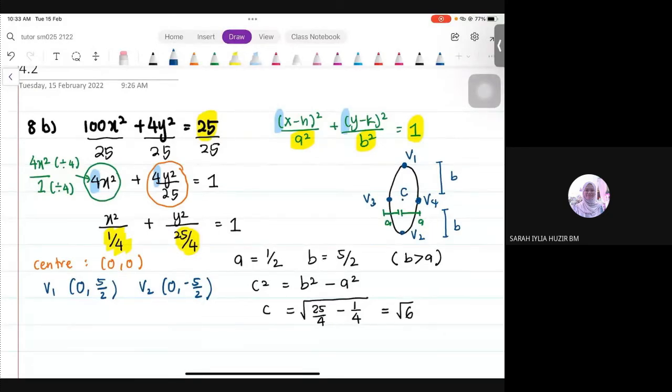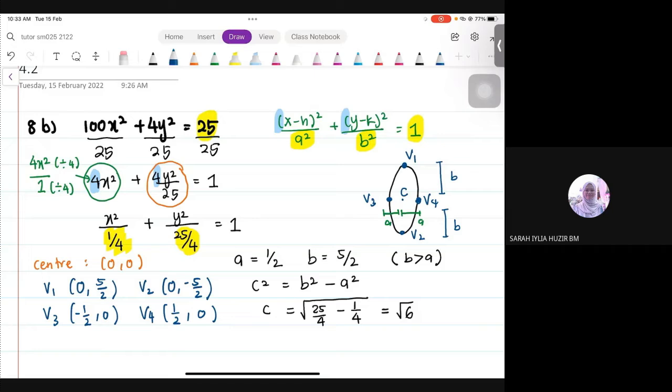Okay, settle. Next one, V3 and V4. So for V3 and V4, based on our diagram, distance must be A. X coordinate yang akan bergerak, Y coordinate would be fixed, sebab dia duduk sebaris juga kat situ kan. Alright. So for V3, shift to the left side by A. A is half. So dia akan jadi negative half, 0. And for V4, shift to the right by half. So half, 0. Settle. That's how we obtain all 4 coordinates for vertices.